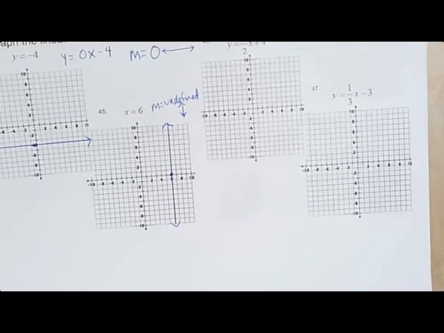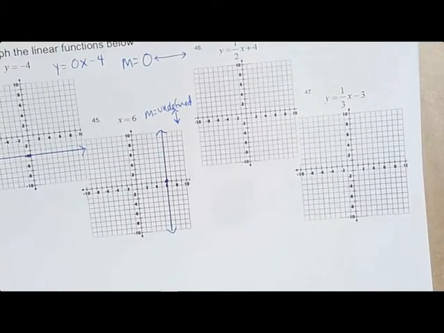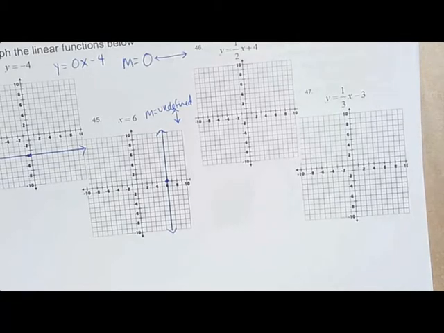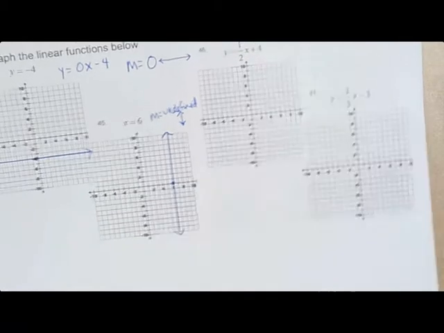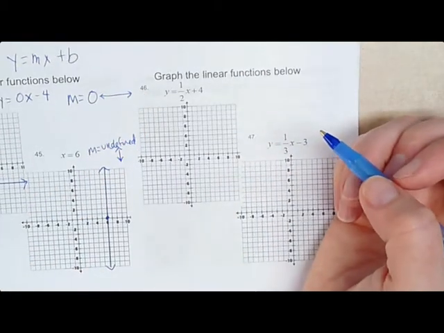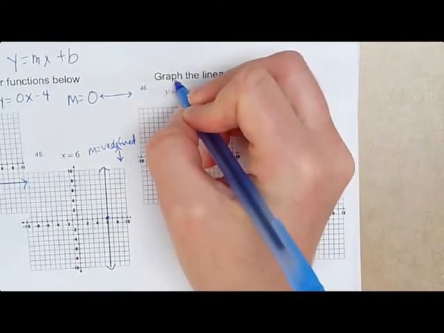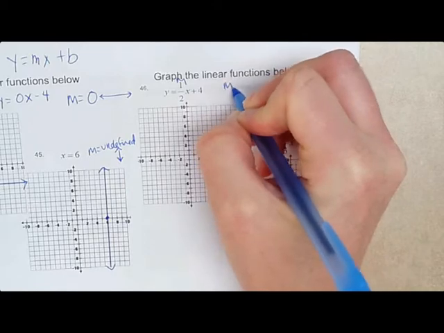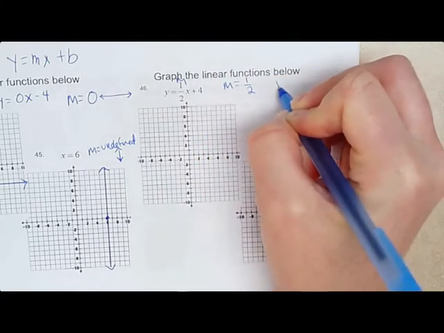Okay. Any other questions on 44 through 51? Yes, 46. Okay. So y equals half x plus 4. So that means our m is 1/2 and our b is 4.